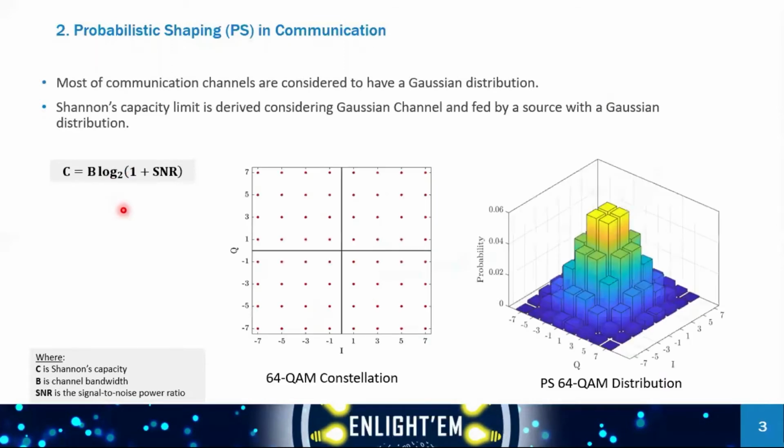Let's consider a 64-QAM constellation with which we can transmit a maximum of 6 bits per symbol. This figure here shows the probabilistically shaped 64-QAM. So here, symbols are assigned with different probabilities of a Gaussian distribution. Unlike the uniformly distributed 64-QAM, this constellation now resembles a Gaussian channel.